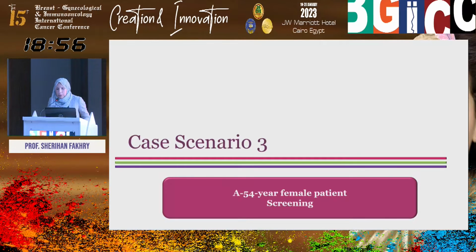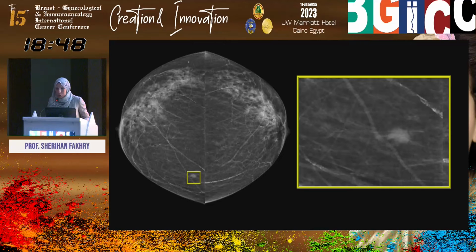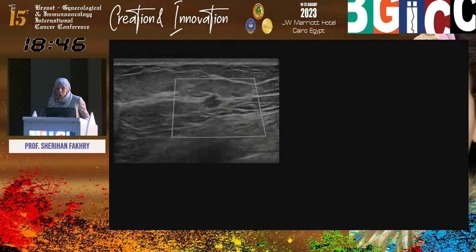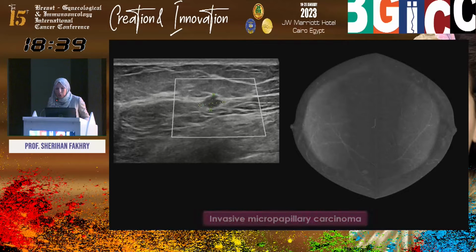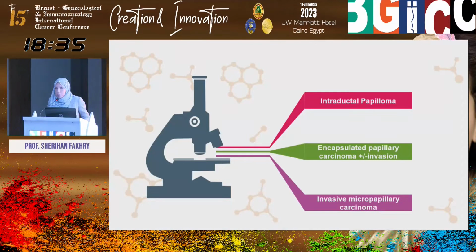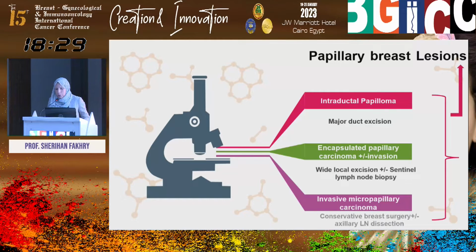In the third case, a 54-year-old female patient came for screening, and her mammography showed this very small right breast spiculated lesion. That was confirmed by complementary ultrasound, and contrast-enhanced mammography showed faint enhancement. So pathology revealed invasive micropapillary carcinoma. 3 different pathologies, and they are all categorized as papillary breast lesions with different management options.